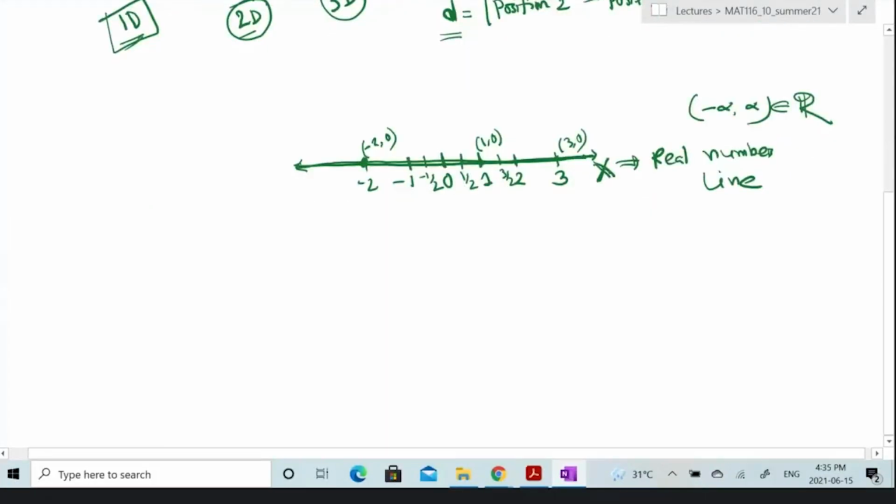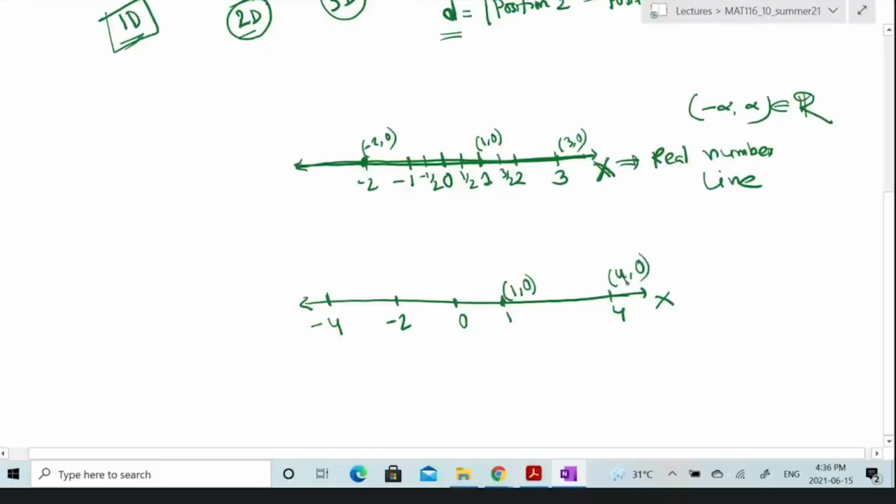Now say I draw it again. I have 0 here. I have 1. Say I have 4. I have -4. I have -2. Now, could you please tell me what should be the address of this one? 1, 0. Hold on a bit. 1 or 1, 0, whatever you said. This is going to be 4, 0.